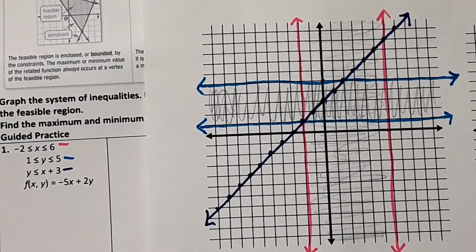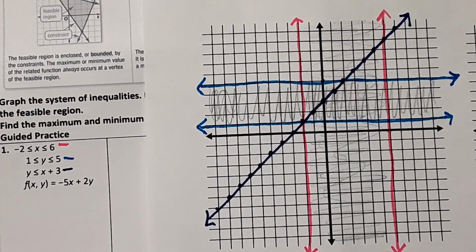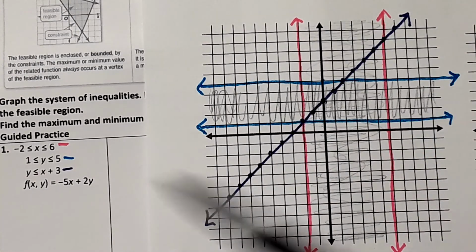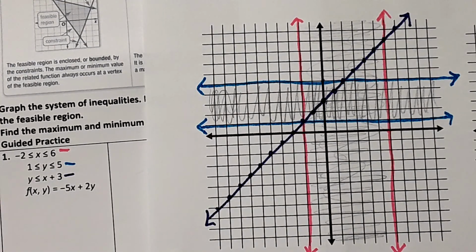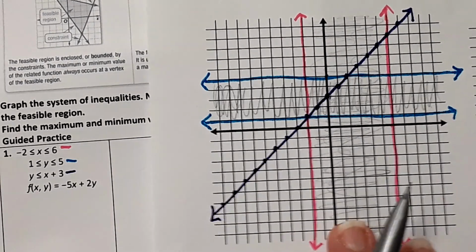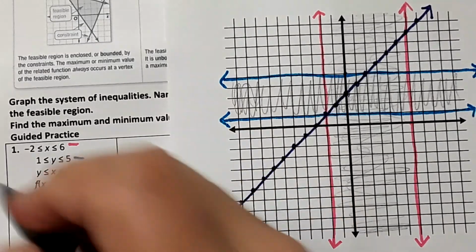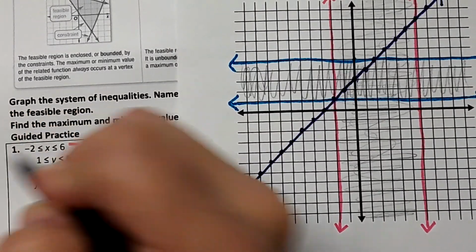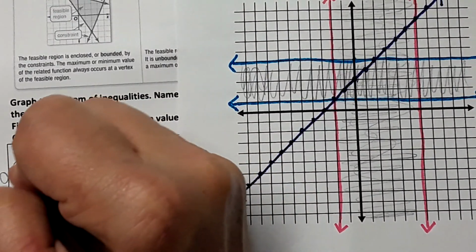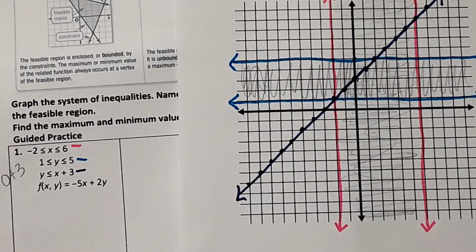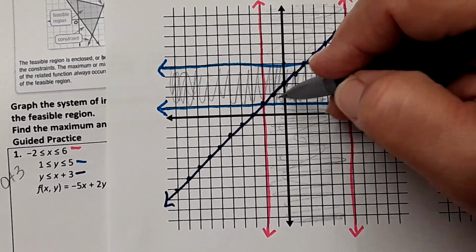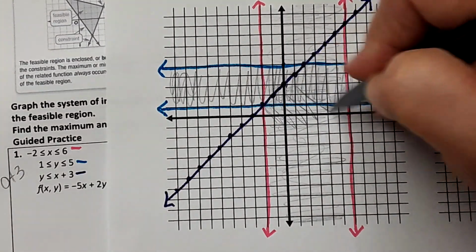Now we've graphed our lines. We really need to shade for this line, right? So we're going to plug in 0 for y and 0 for x. Remember, if you watched the videos last week, that's the test point I usually use because it's the easiest one. Is 0 less than 3? Is that true? Yep. So I'm going to shade this way for that line.